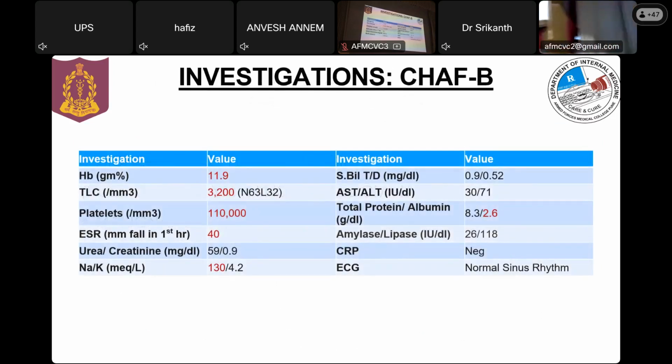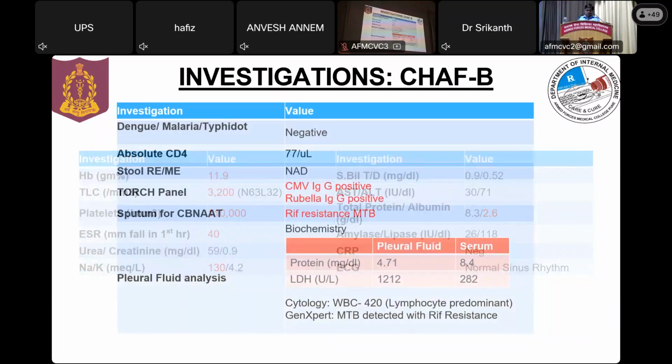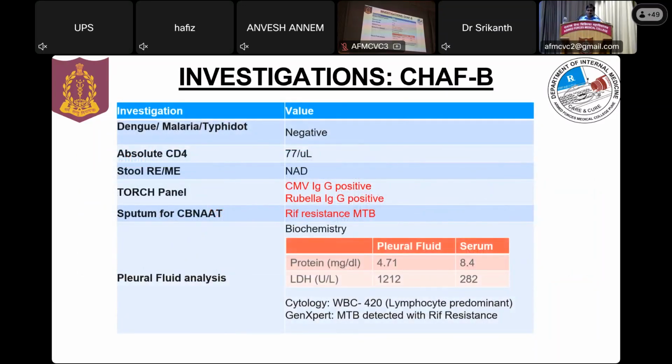His investigation at Command Hospital, Bangalore, revealed pancytopenia with hemoglobin of 11.9 gram percent. TLC was 3,200 cells per cubic millimeter, and platelet count was 110,000 cells per cubic millimeter. His ESR was slightly elevated at 40 millimeters, and he had hypoalbuminemia with A/G reversal. His tropical infection workup in the form of dengue, malaria, and typhoid was negative. His CD4 count was 77 cells per microliter. His TORCH panel had revealed CMV and rubella IgG reactive.